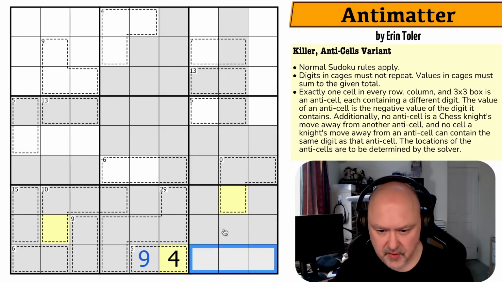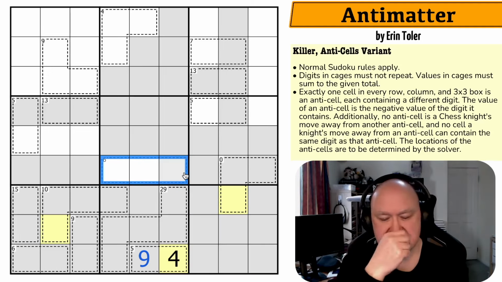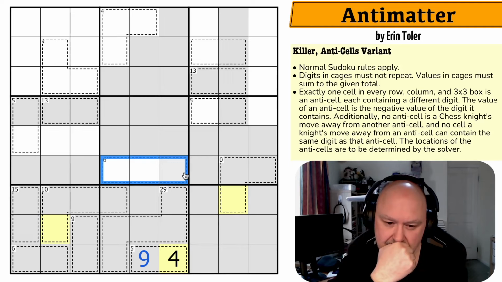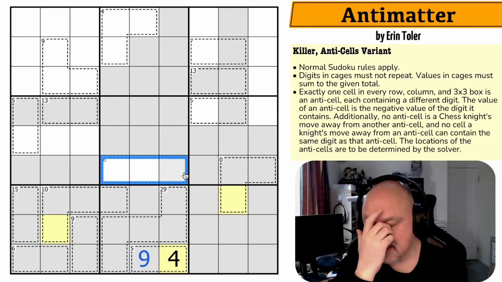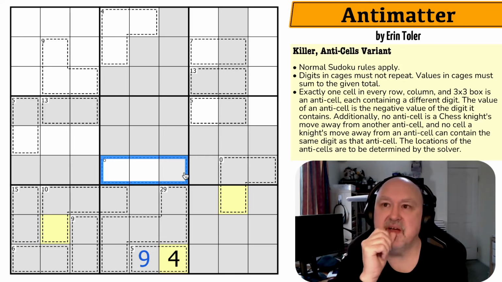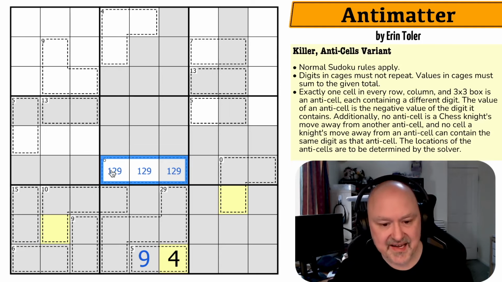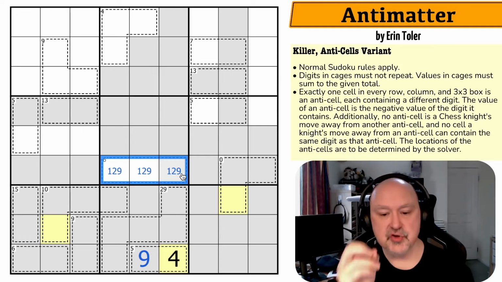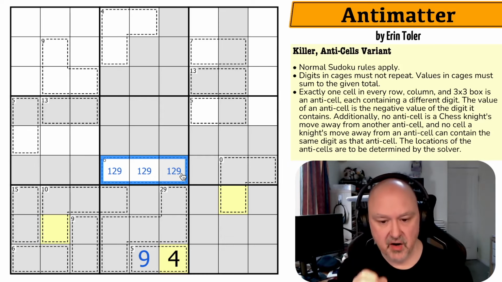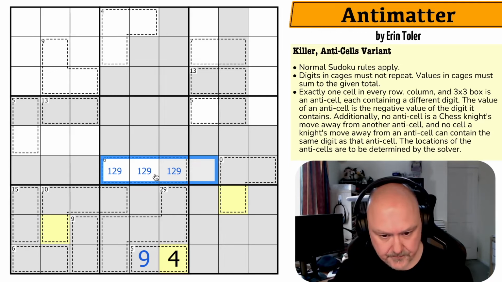Now, I can't put a 4 in any of those cells. Actually, how do I do minus 6? Hang on, I need to end up with minus 6. If I use the biggest negative value I can, minus 9, I can only add 3 to it, and that gets me to minus 6. This has to be 1, 2, 9, because if I make any other, there's two positive digits in it. The two smallest positive digits are 1 and 2, and then the biggest negative digit I can put in, 9, causes it to be minus 6. So this is 1, 2, 9.